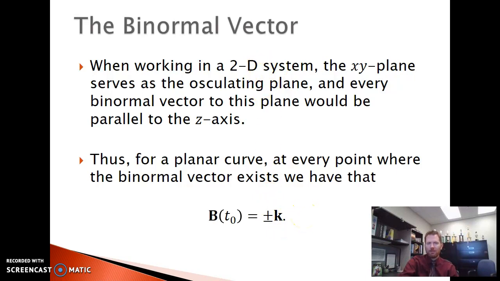And we're going to stop this video right here, and I will produce another one that gives an example of us walking through every step of this process to find the unit tangent vector, the principal unit normal vector, the binormal vector, and the equation of the osculating plane in a particular situation.